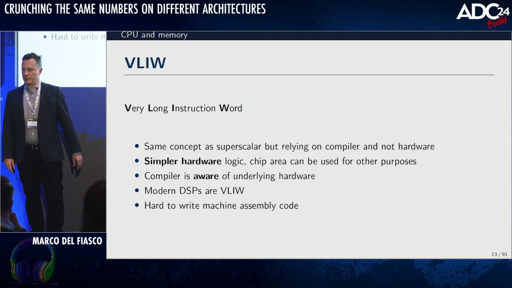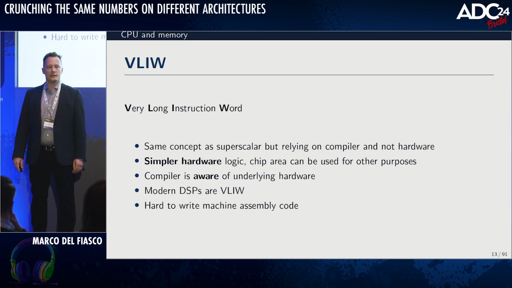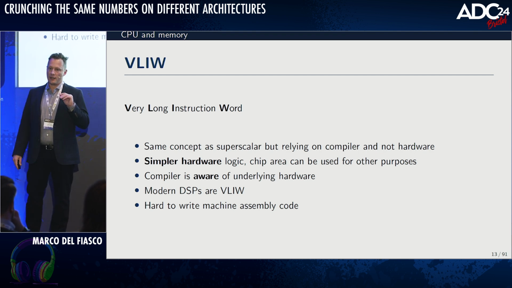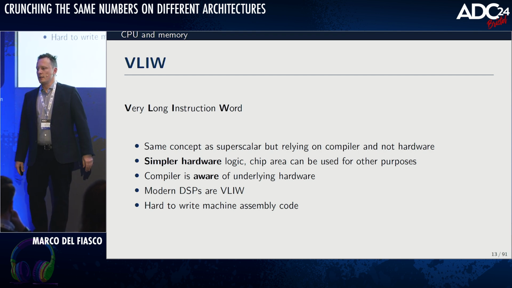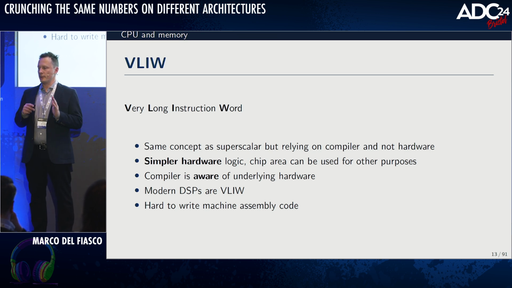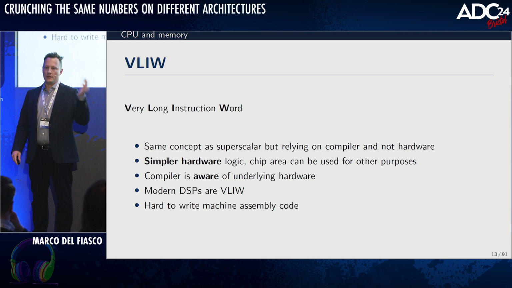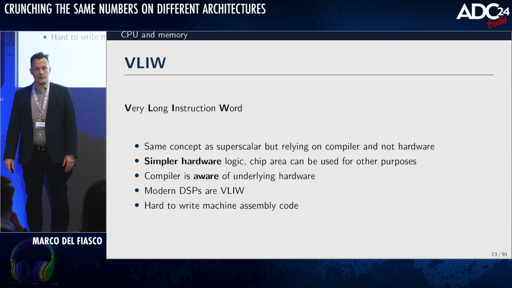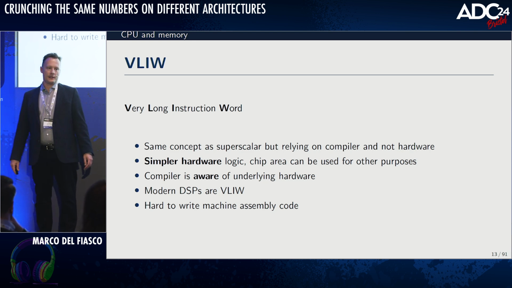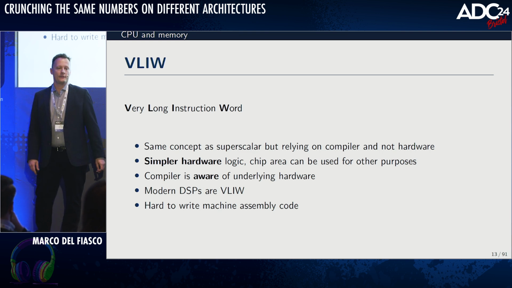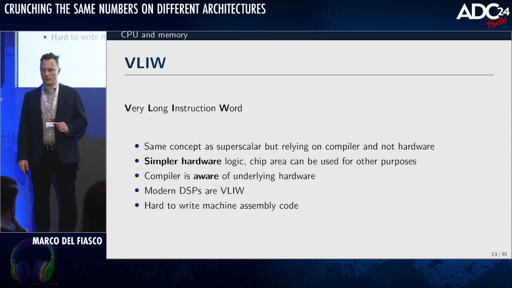Very long instruction word architectures are a little bit different. They share the same concept of parallel hardware units, but this time they rely on the compiler and not the hardware. So the CPU has simpler hardware, and the chip area can be used for something else, like implementing hardware accelerators, for example. The compiler is aware of the underlying hardware, and basically all modern DSPs have a very long instruction word architecture, where it's typically very hard to write machine assembly code.